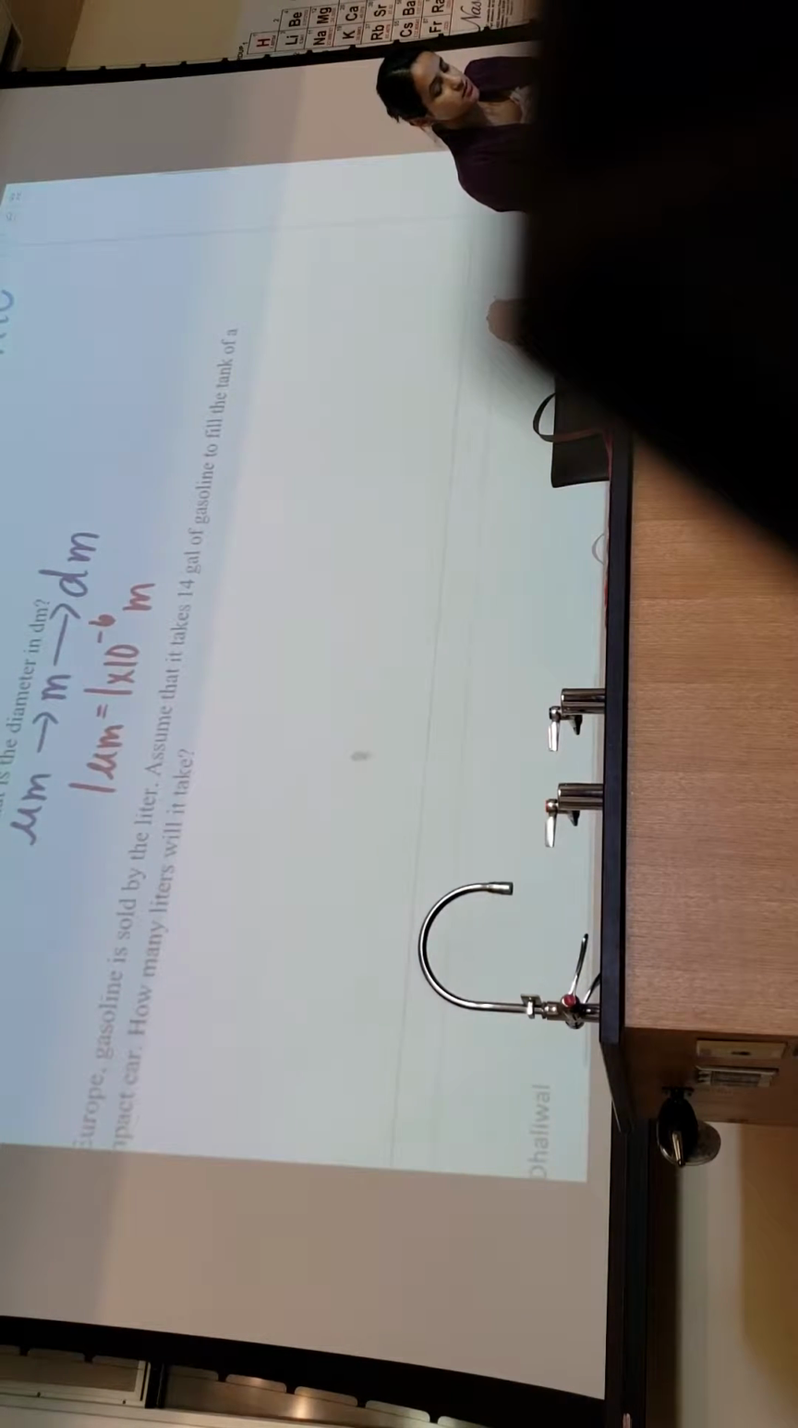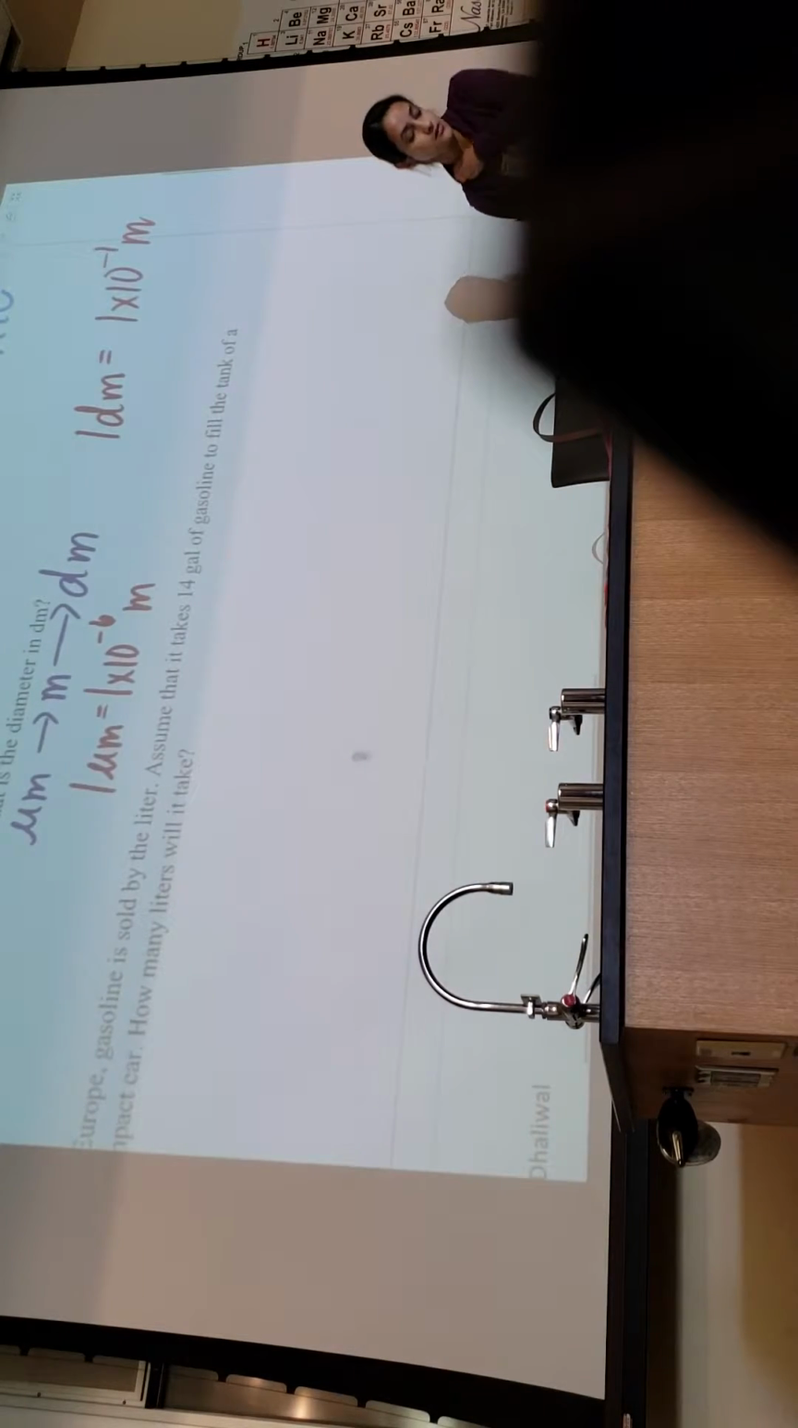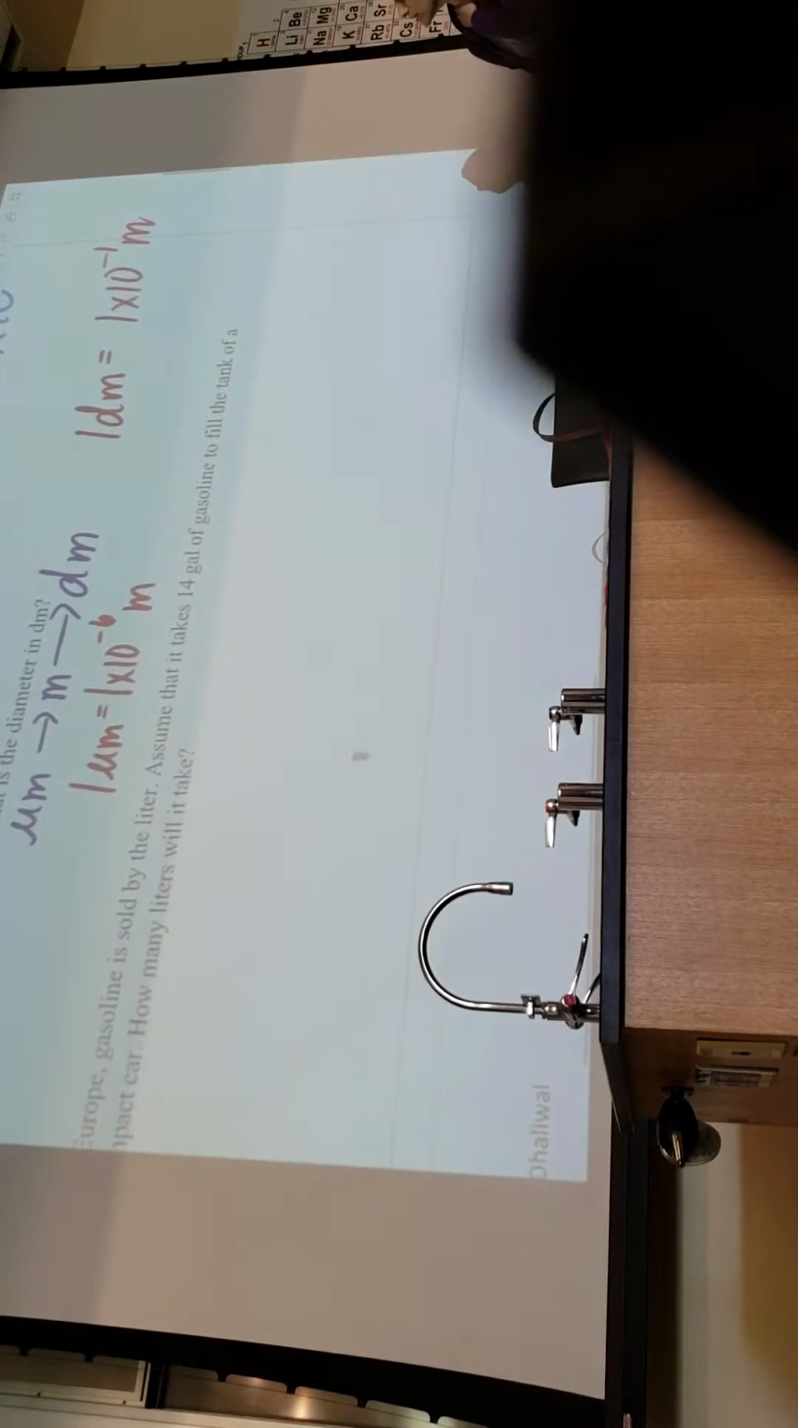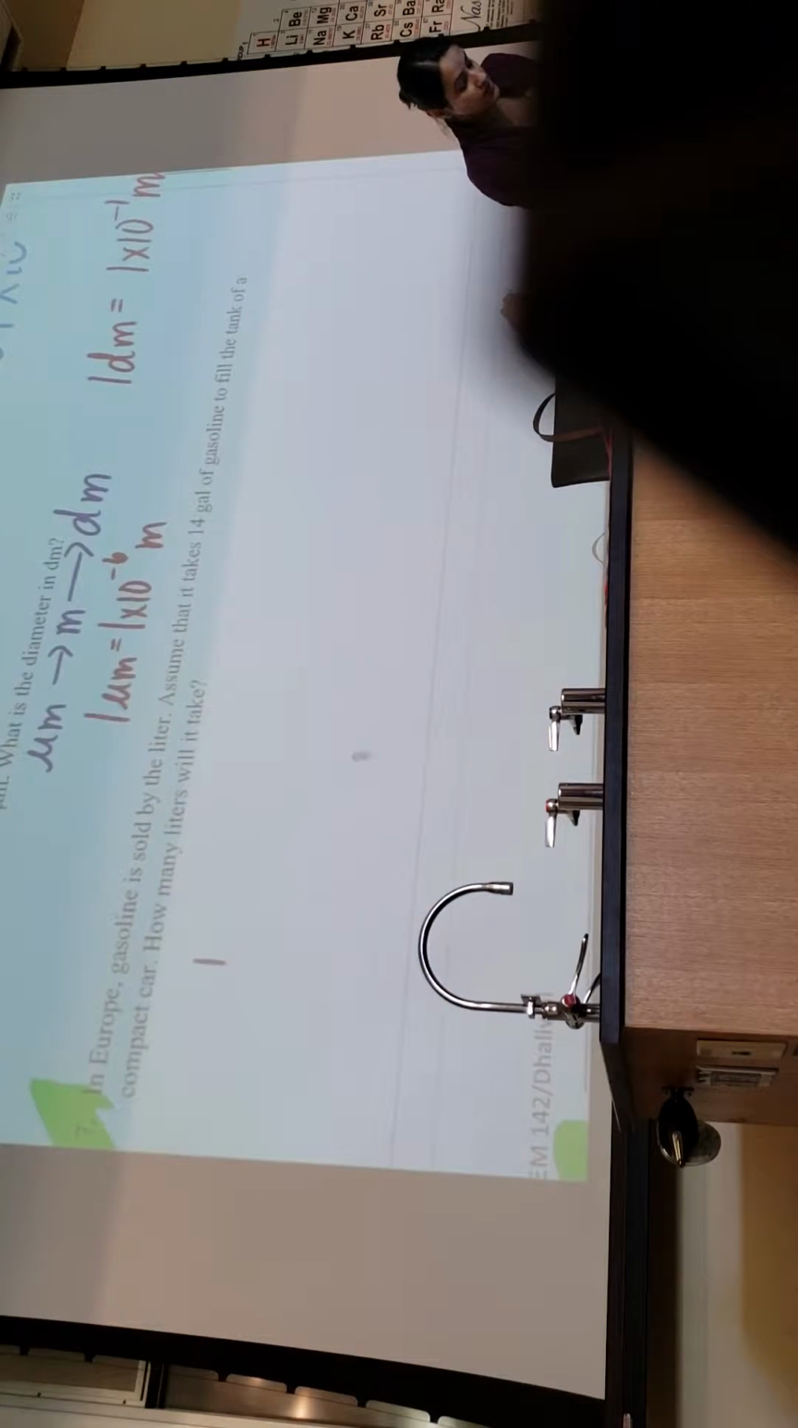Meters to decimeters, what would that be? What's the multiplier? -1. -1. So again, putting a 1 in front of the prefix, it's going to be 1 times 10 to the -1 meters. Okay, now when I do the setup, I have 10 micrometers.